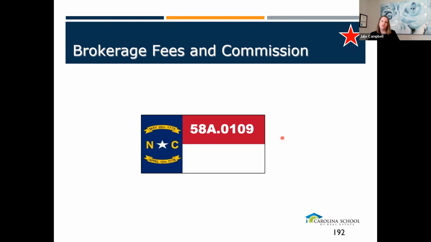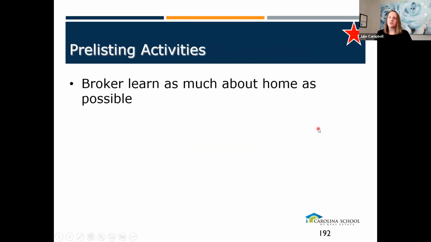So on page 192, let's talk specifically about working with sellers. One of the first things that we want to do when we're working with sellers is we've got to get ready for the listing appointment. We need to gather information. We need to learn about the property.